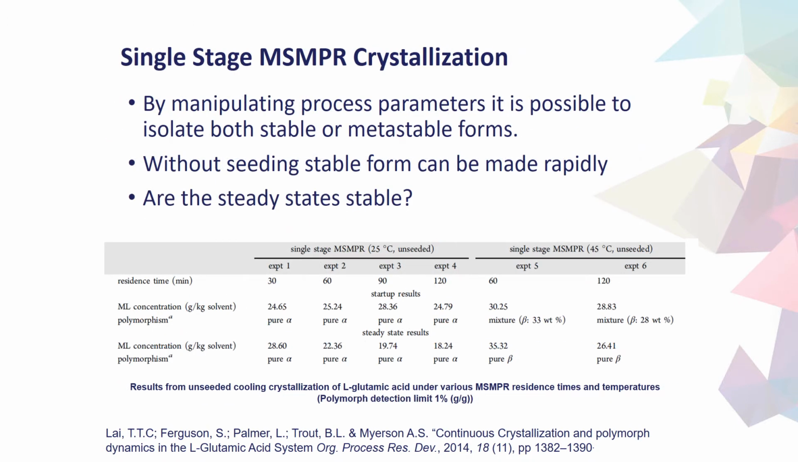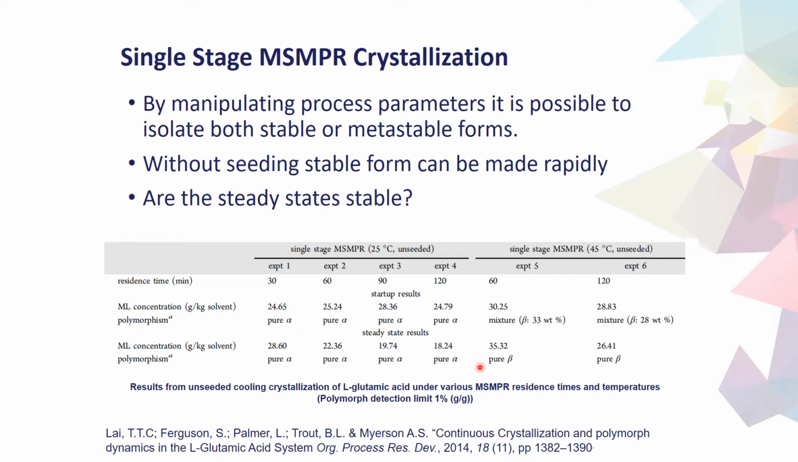And we ran the MSMPR experiments at lower temperatures. Only alpha form was isolated in the crystallization runs for MSMPR systems. And this is at a variety of residence times up to 120 minutes. But when the MSMPR crystallization was run at 45 degrees, it was possible to directly isolate the stable beta polymorph of L-glutamic acid. So this was the first demonstration that it was possible to isolate both alpha and beta polymorphs, so metastable and stable polymorphs, in MSMPR systems.